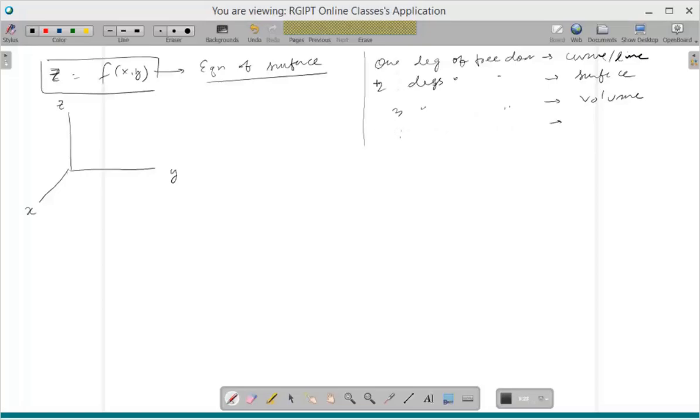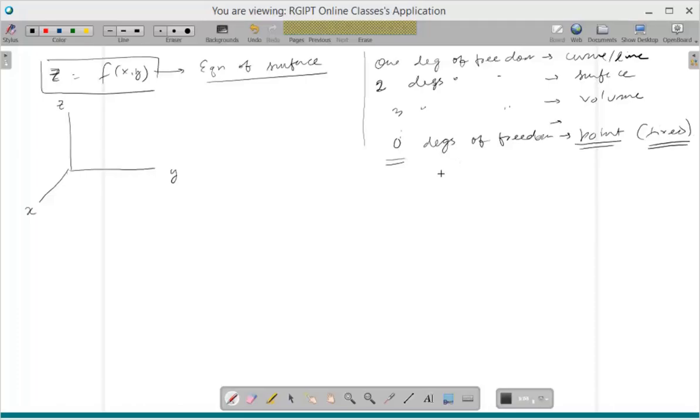If you have no degrees of freedom, that's a point. 0 degrees of freedom, maybe I can mention here, that would be a fixed point. There is nothing you can do. There's a given result, a given point that will have 0 degrees of freedom.